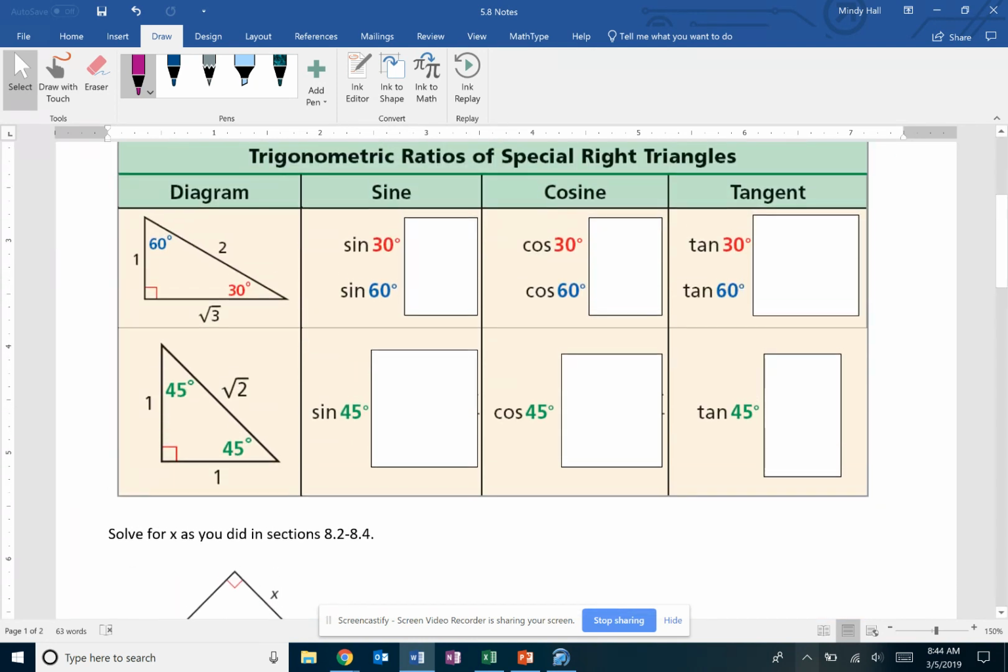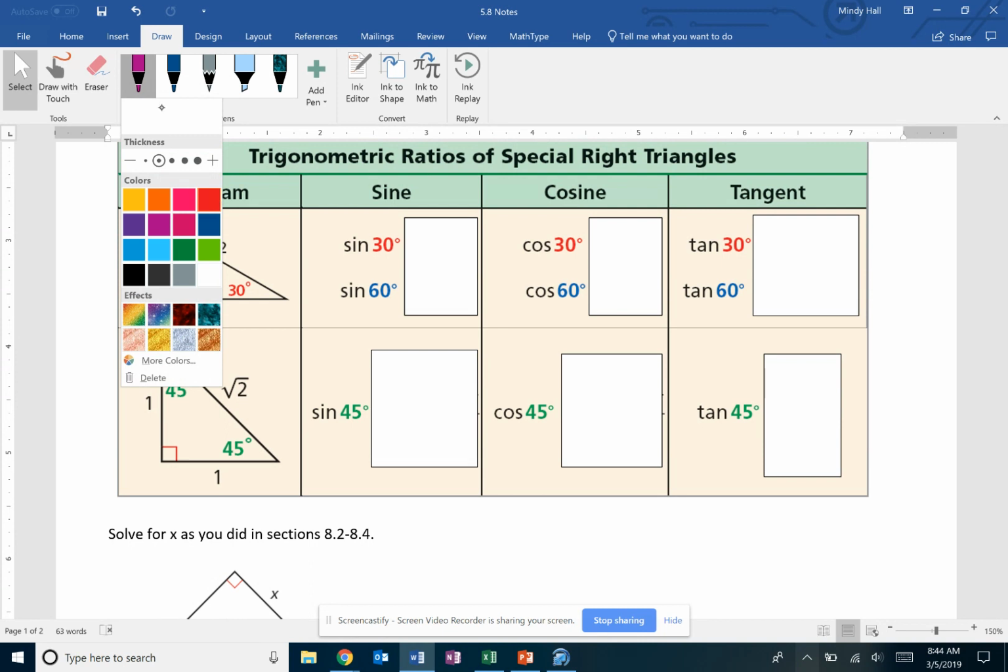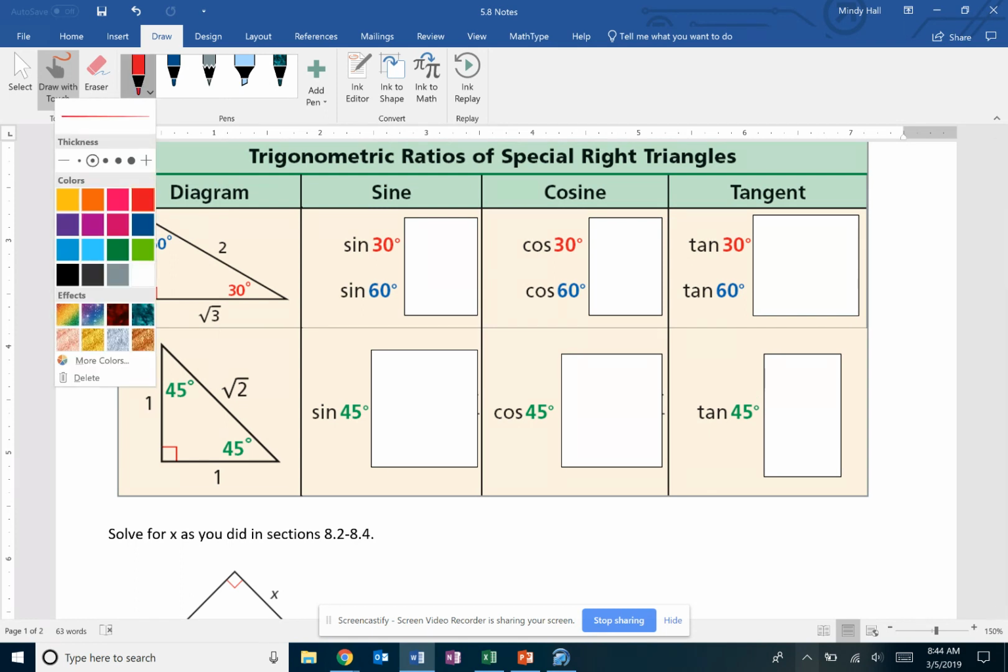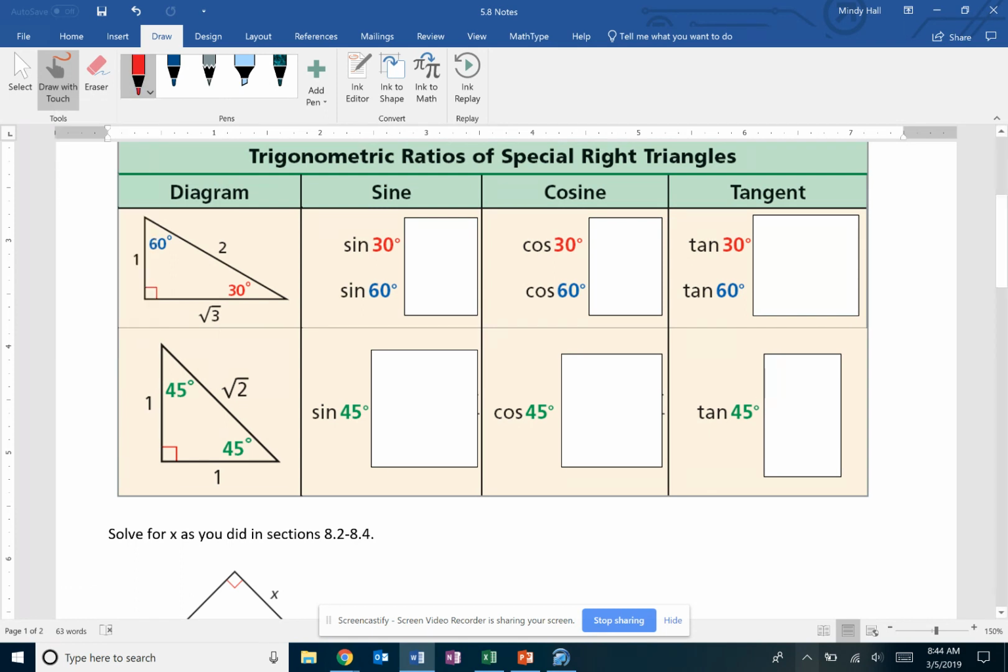So starting off, we're going to do all of the trig for the 30 degrees and all the trig for the 60 degrees. So if we're looking at this 30 degrees, labeling the sides, this square root 3 is my adjacent, 1 is my opposite, and 2 is my hypotenuse.